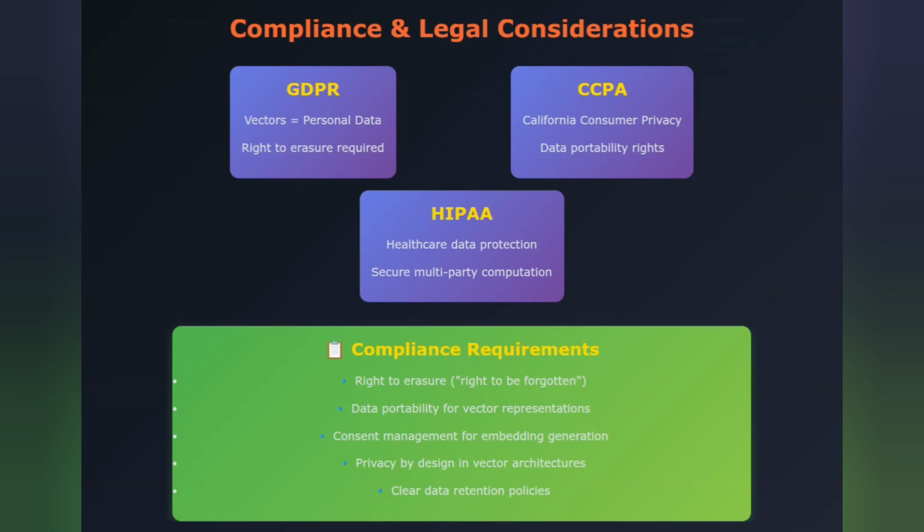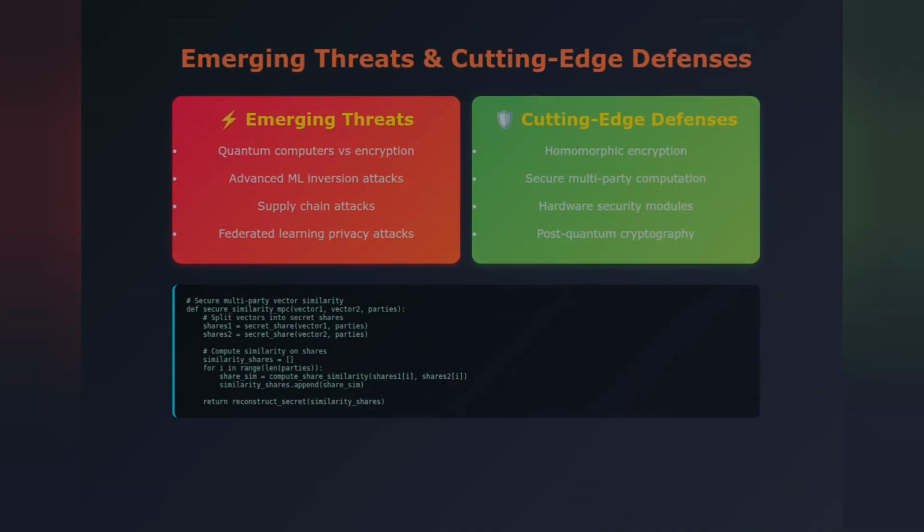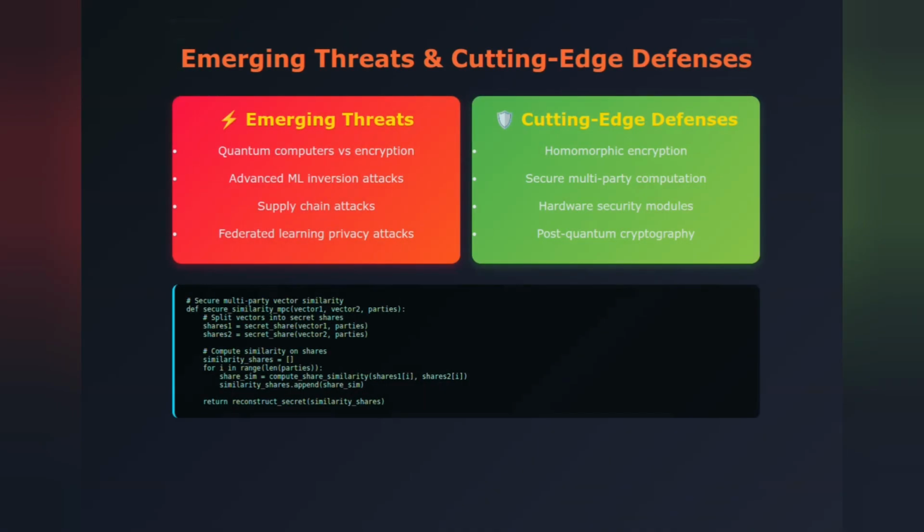Other frameworks to consider: CCPA in California, PIPEDA in Canada, emerging AI regulations in the EU, and industry-specific requirements like HIPAA for healthcare. Work with your legal team early, document your privacy measures, maintain consent records, and have clear data retention policies. The threat landscape is constantly evolving. Let me show you what's coming next and how to prepare.